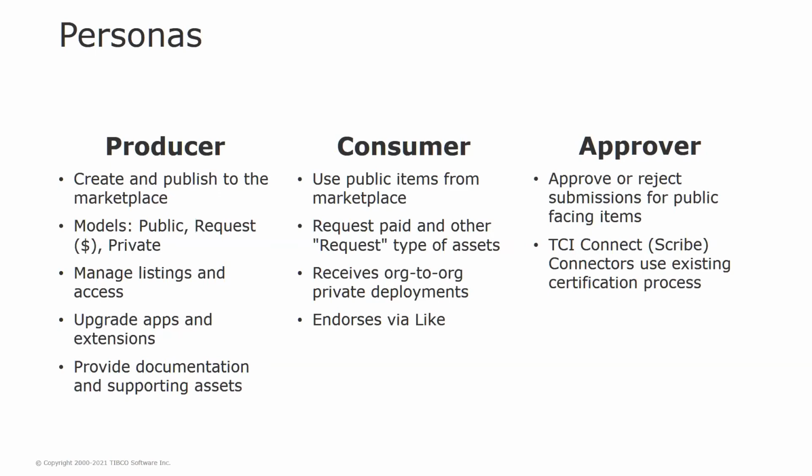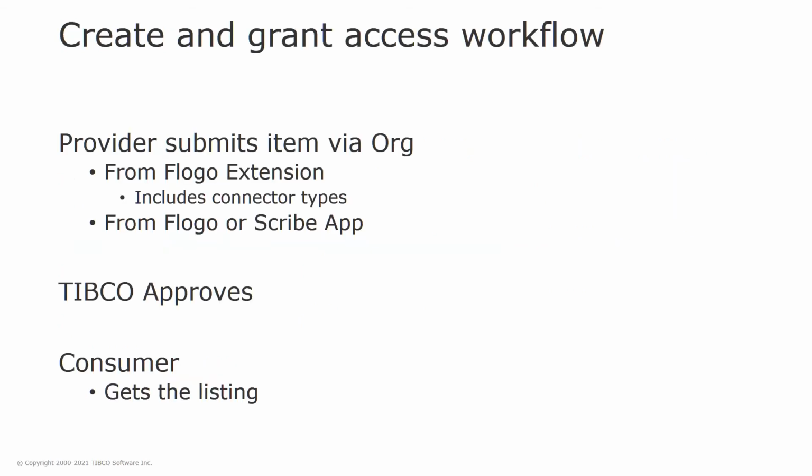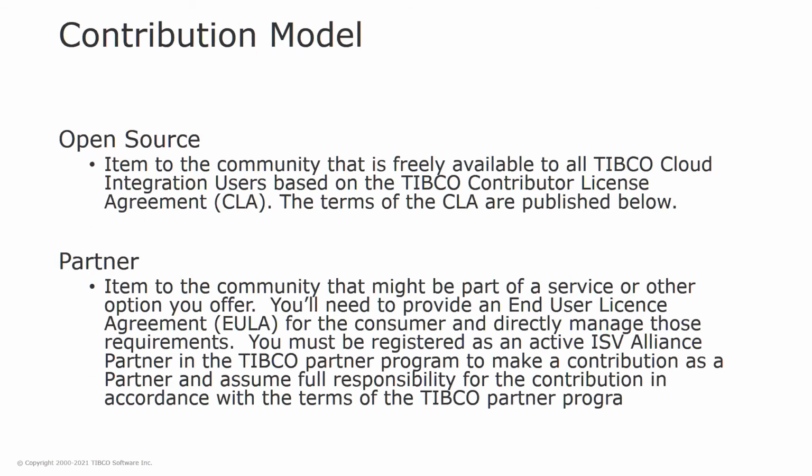Now, for Flogo, you can make all the extensions you want and put them out there because you're deploying it to a private instance, and it's separate enough that it's not going to hurt anything else on those systems. All right. So how does it work? Pretty straightforward. The provider is going to submit via their org. From a Flogo extension or from a Flogo or Scribe app, they're going to submit that, right? And then TIBCO is going to approve it, and the consumer is going to get the listing via one of these methods. So there are a couple of models that we have here, right?